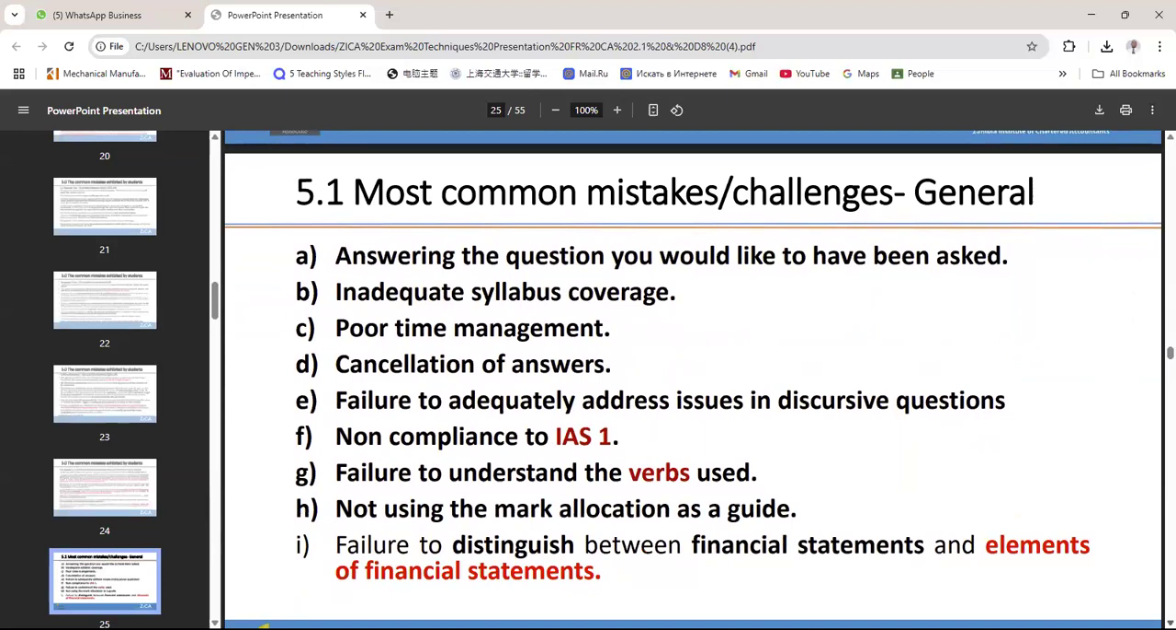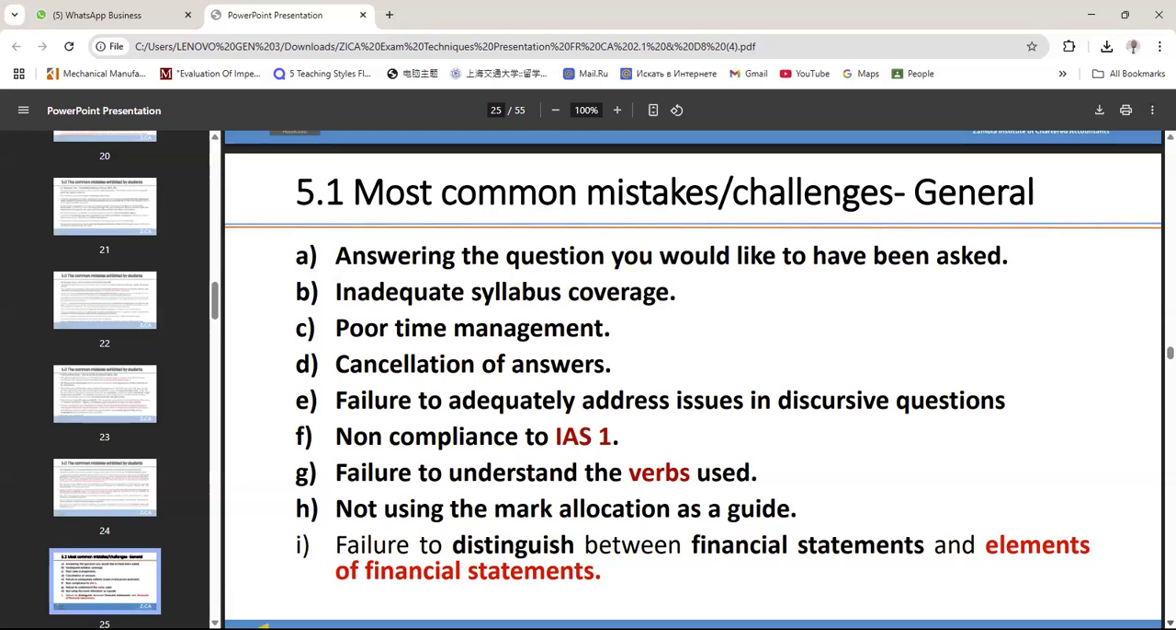What I want to encourage everyone who is here, I've advised you, download CA2.1 and DA8, attempt all of the questions, go through the examiner's comments, you will appreciate. So some of the key areas, I think, are answering the question you would like to have been asked. Like last sitting under IAS 37, they asked about measurement, but students were answering recognition, which was wrong.